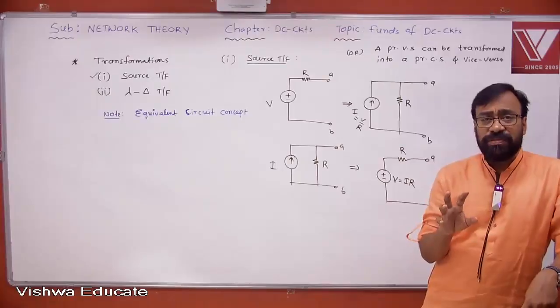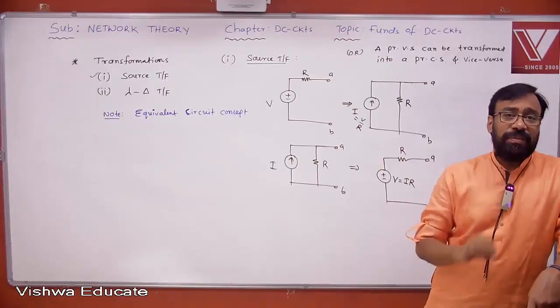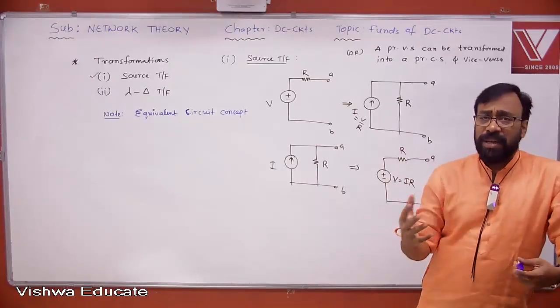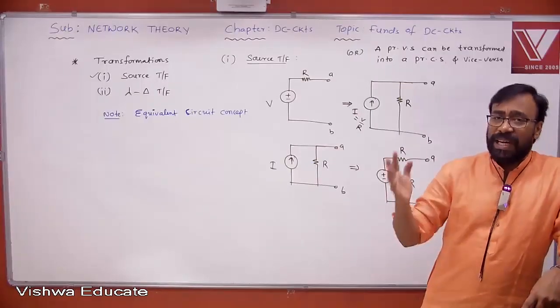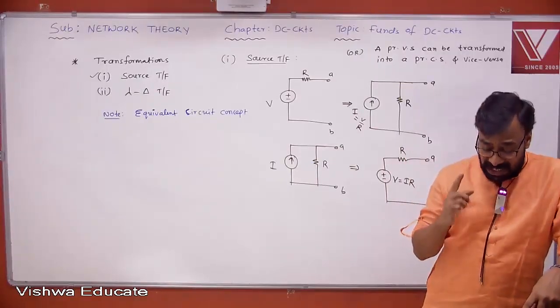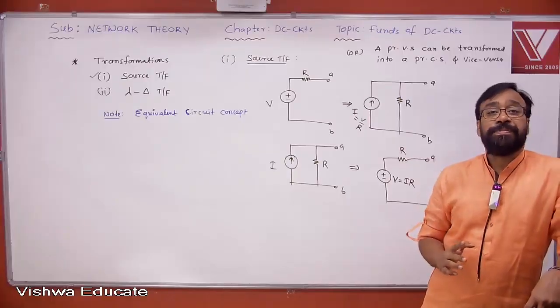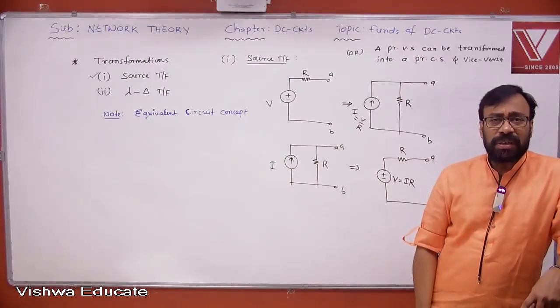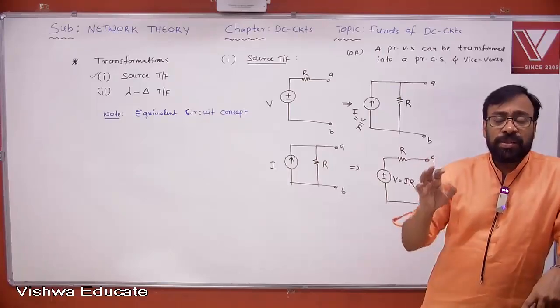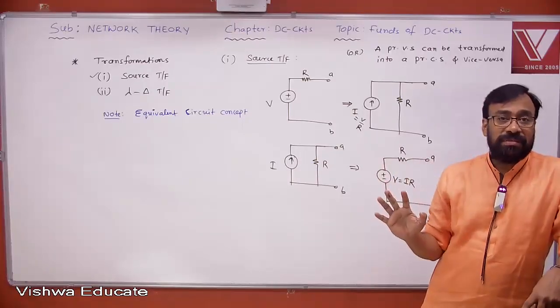An active network consists of at least one active element, and all the remaining might be anything, passive elements. Or else it may have all active elements. But at least one element is an active element. You understand? What about the passive network? The passive network contains only passive elements.